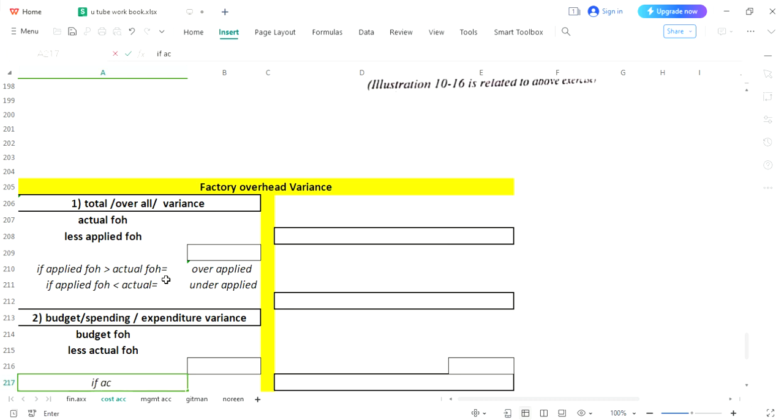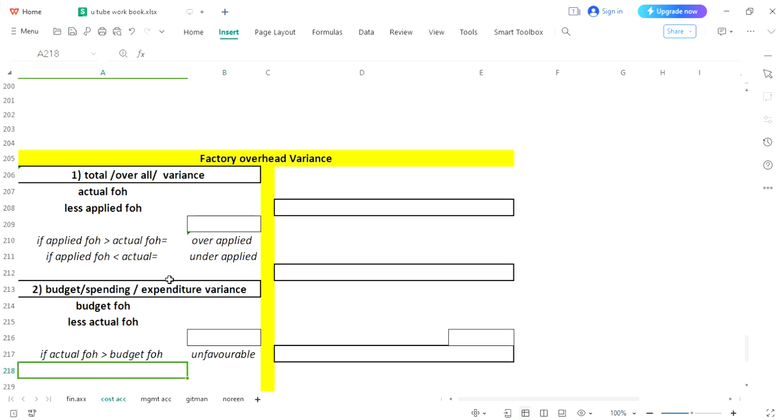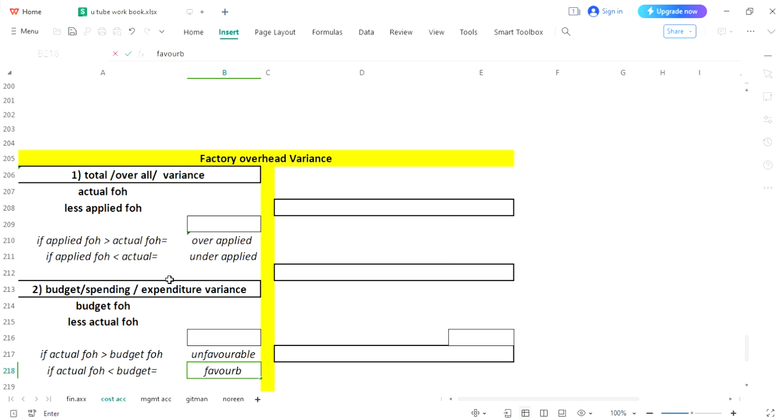If actual FOH is more than budget FOH, obviously if actual is more, that would not be in your favor. If you are actually spending more, it is not likely to be acceptable for you, so it will go unfavorable. Contrary to the above, if actual FOH is less than budget, that means you are spending less in actual, so it's a good thing, you will accept it and that would go in your favor. You will call it favorable variance.